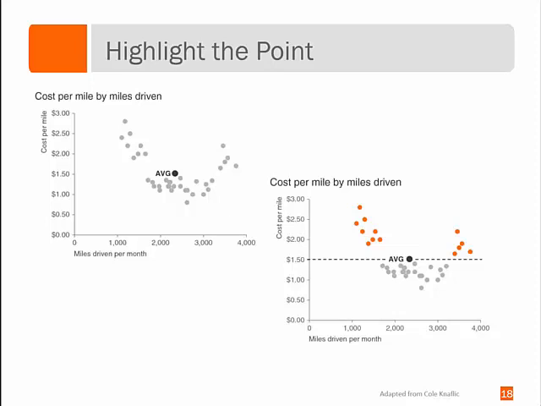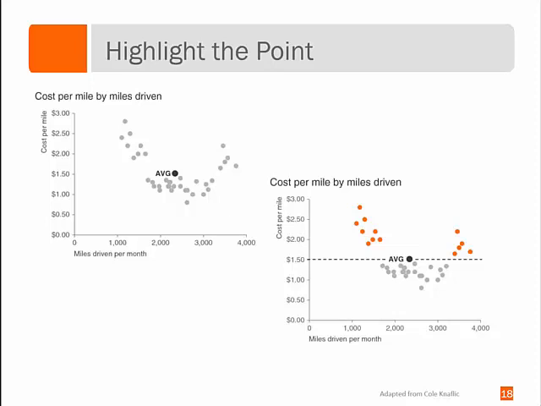So on the top left-hand corner, we have here the cost per mile by miles driven. This is a similar data visualization to the connected scatter plot that we discussed before. We see here on the y-axis cost per mile, and then miles driven per month. And we see a number of plotted points here. Basically, they're all in gray. We have a particular average that's represented there.